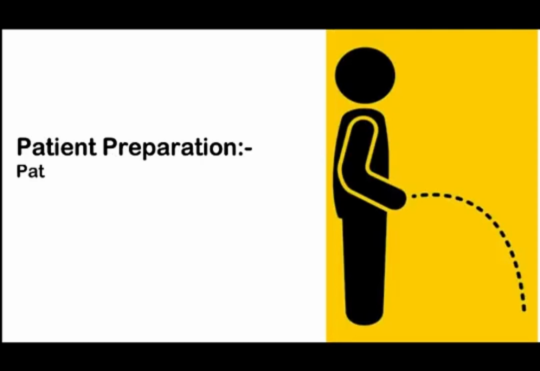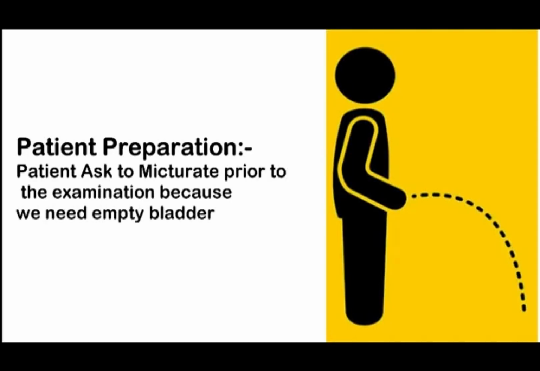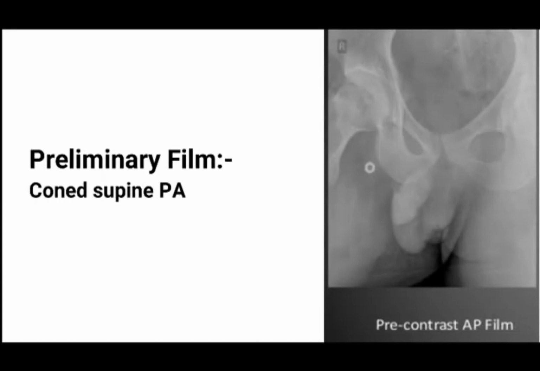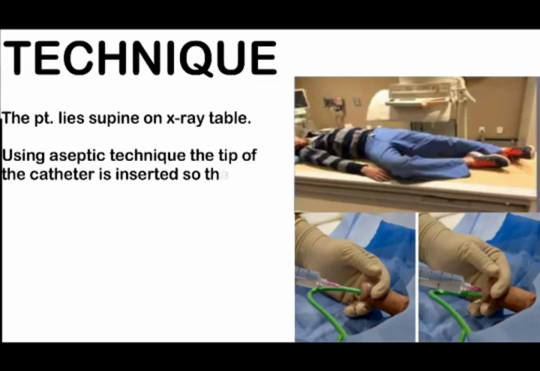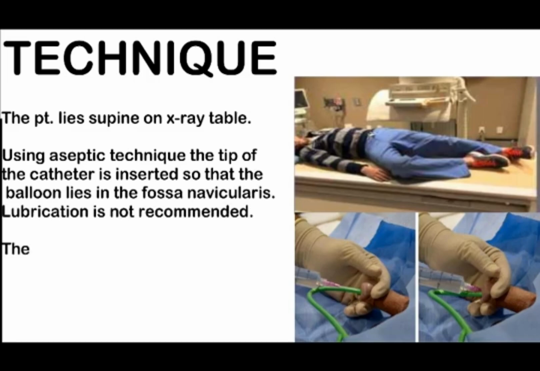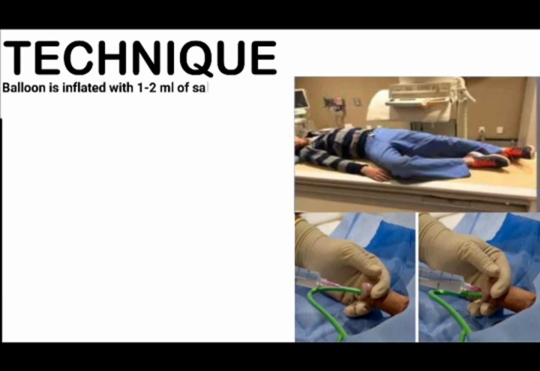Patient preparation. The patient is asked to micturate prior to the examination because we need an empty bladder. Preliminary film: coned supine PA view of bladder base and urethra. Technique. The patient lies supine on the X-ray table. Using aseptic technique, the tip of the catheter is inserted so that the balloon lies in the fossa navicularis. Lubrication is not recommended. The patient should be reassured about the discomfort that is experienced during balloon inflation. The balloon is inflated with 1 to 2 milliliters of saline.